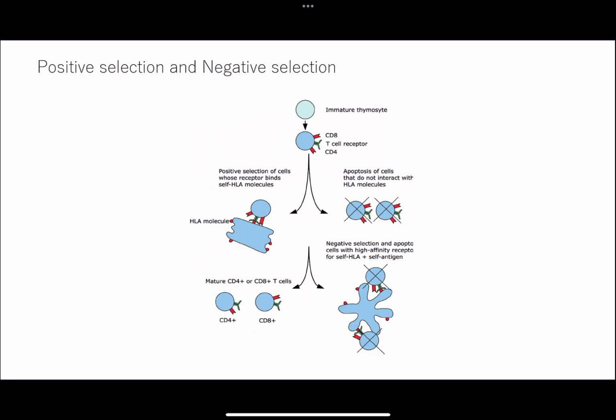MHC restriction is used in positive and negative selection. T progenitor cells with TCRs that cannot bind to their own MHC do not receive signals from the TCRs and die by apoptosis, and only T progenitor cells with TCRs that can bind to MHC survive. This is positive selection using MHC restriction.